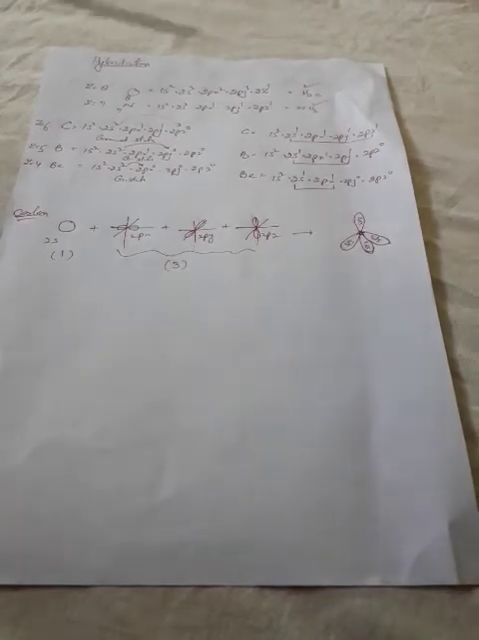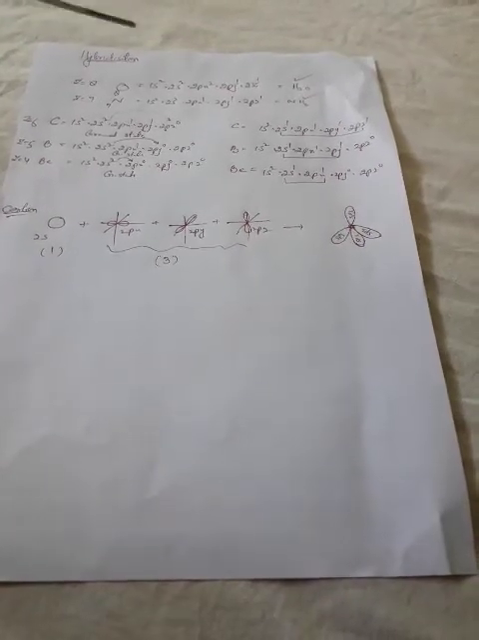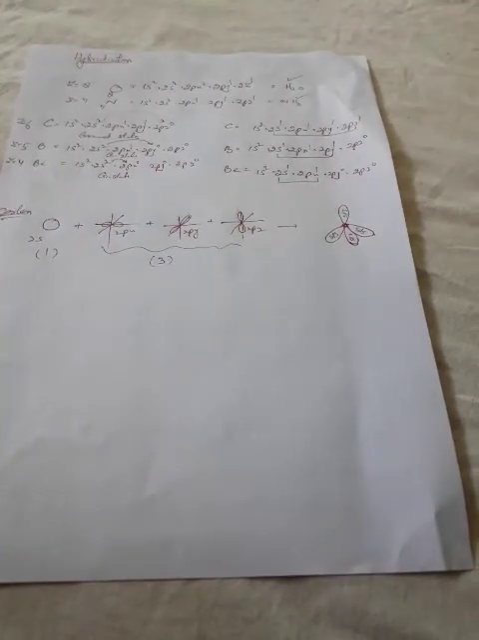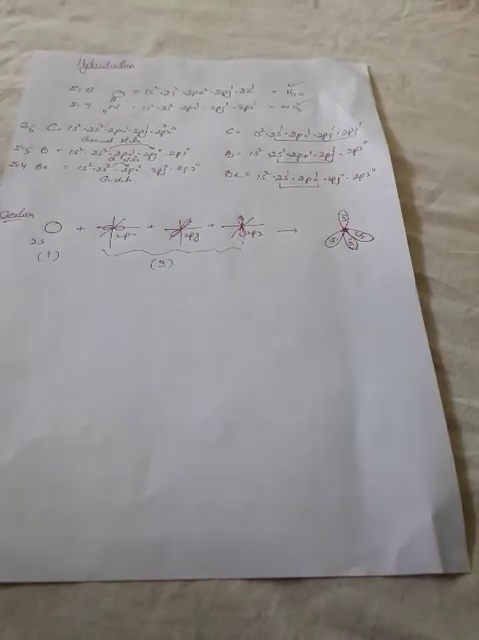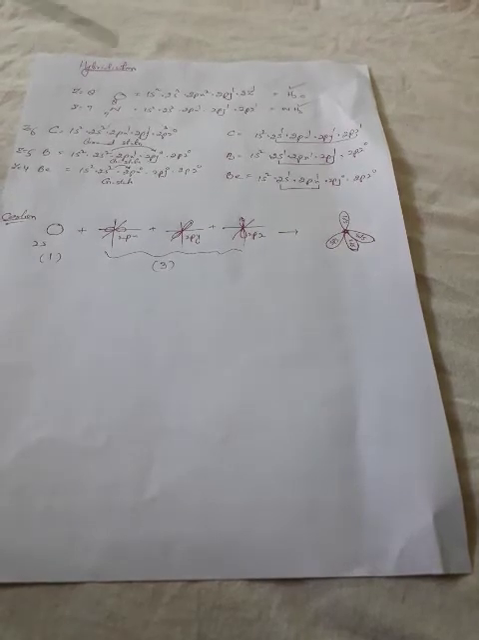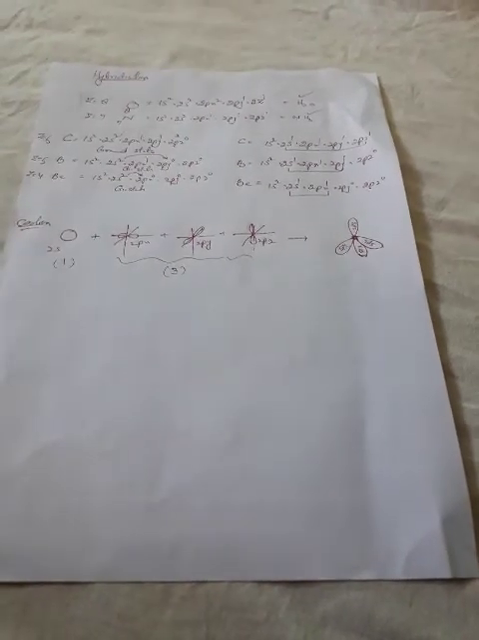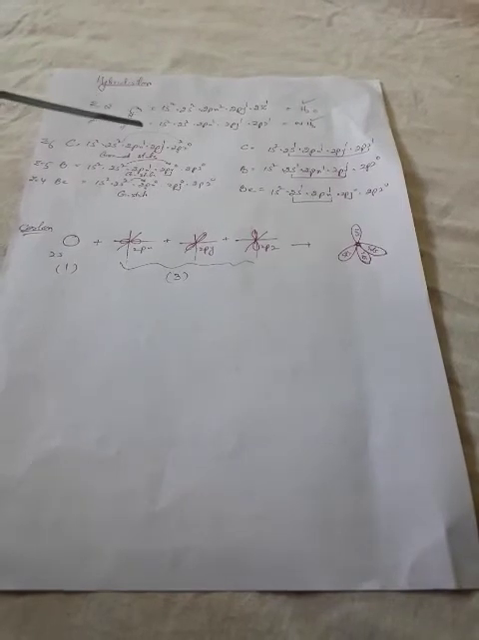So the mixing of atomic orbitals of different subshells having comparable energies within the same shell. That means the main shell should be the same, and only the subshells are different. These subshells of the same shell undergo this hybridization to form a set of new equivalent orbitals of same shape and energy. That is called hybridization.